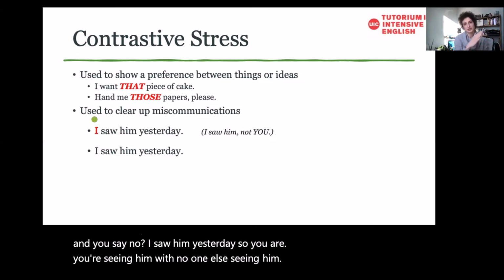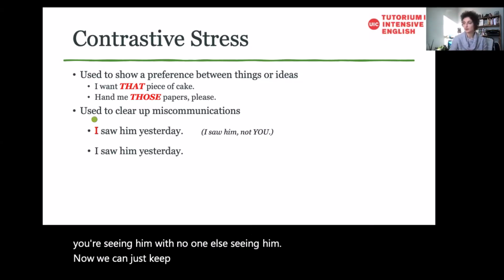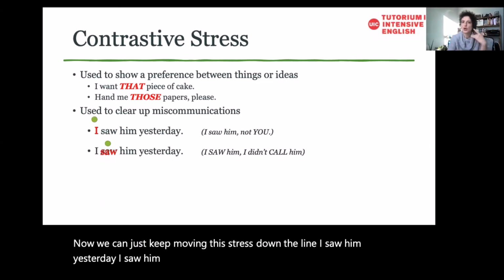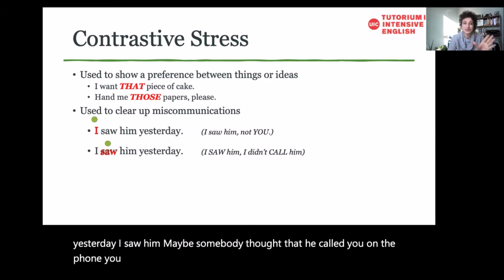Now, we can just keep moving the stress down the line. I saw him yesterday. I saw him. Maybe somebody thought that he called you on the phone. You said, no, no, no. We saw each other. I saw him yesterday. So now you're going to place the stress on saw.